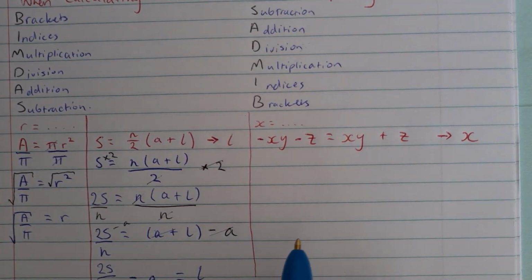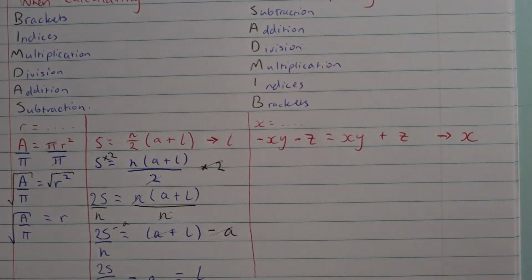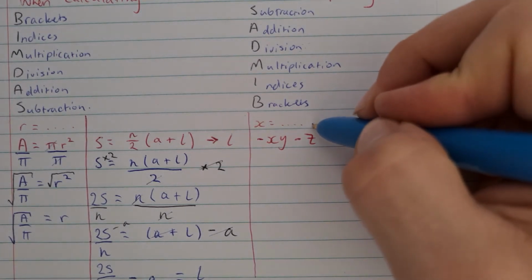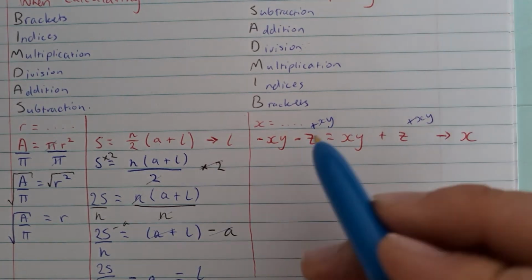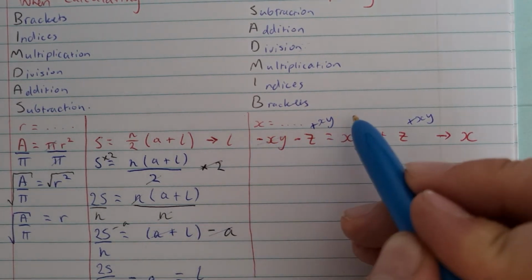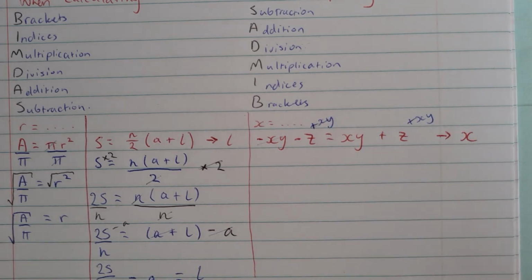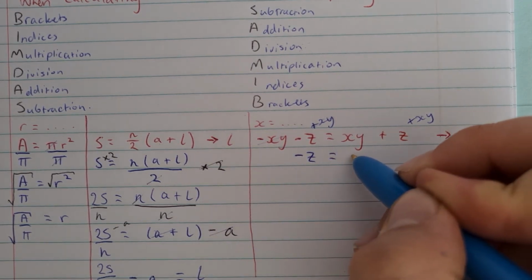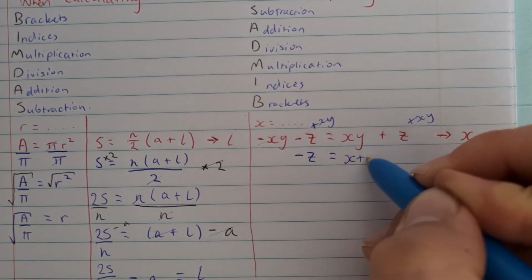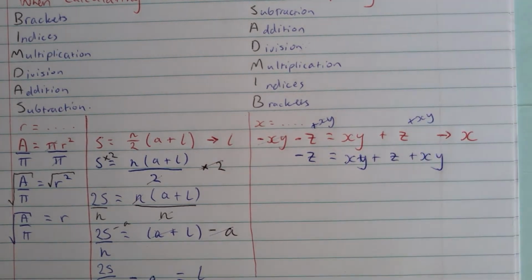So what I'm going to do is bring this xy over to the other side first to see if we can simplify it. What I can do is add xy to each side of the equation. This negative xy will cancel out with this positive xy, and it's just adding xy to this side. So I'm going to end up with negative z is equal to xy plus z plus my xy on the back.